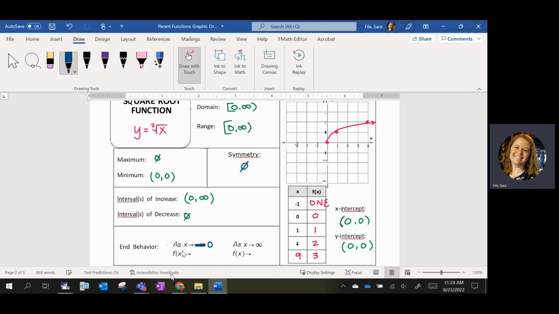Okay, but in behavior, as x approaches 0, so as we move to the left along this graph toward the 0, what is y approaching? Okay, I heard 0 and I heard negative infinity. Does the y value go past 0? No, remember the range here was 0 to infinity. So this is also 0. Okay, f of x is approaching 0 as x approaches 0. Okay, the right side, as x approaches infinity, what's f of x approaching? Infinity. It's going up as it goes to the right.